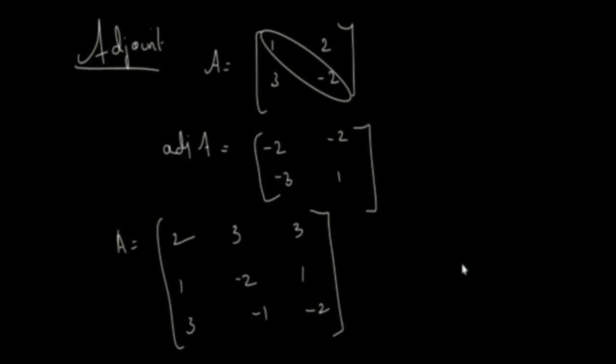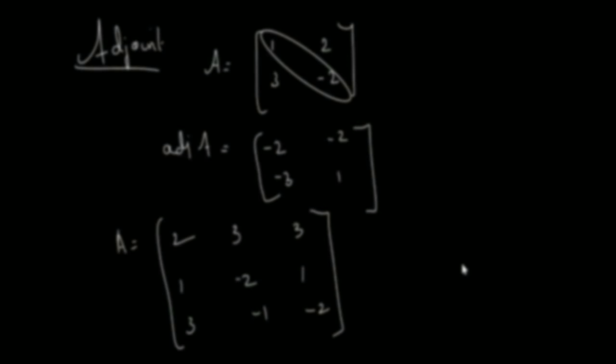Now let us see how to find the adjoint of a 3 by 3 matrix. We are going to use a shortcut method. Take the second row, the middle element, that is minus 2, then write 1, 1, minus 2. Now go to the third row, middle element, minus 1, then write minus 2, 3, minus 1. Then go to the first row, middle element, 3, then write 3, 2, 3.